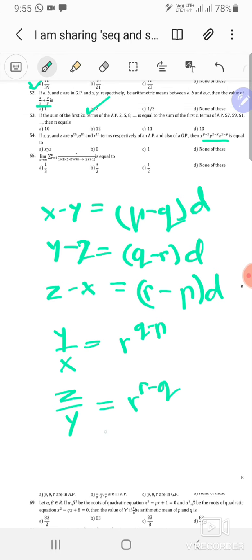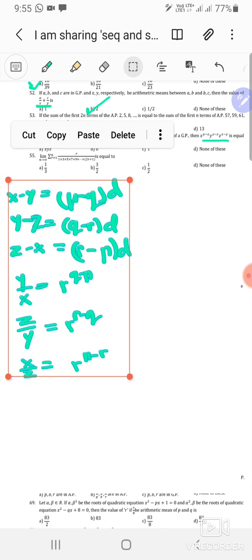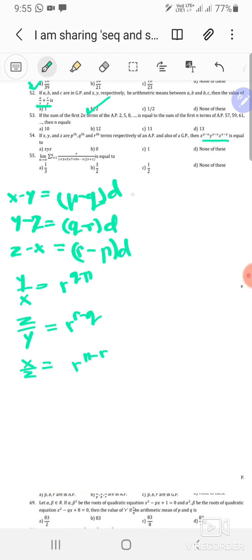And what else do we want? We might also want x upon z. X upon z is equal to the ratio raised to the p minus r power. So that's the important piece of information which we wanted. Okay, cool. So now let's come to this expression.